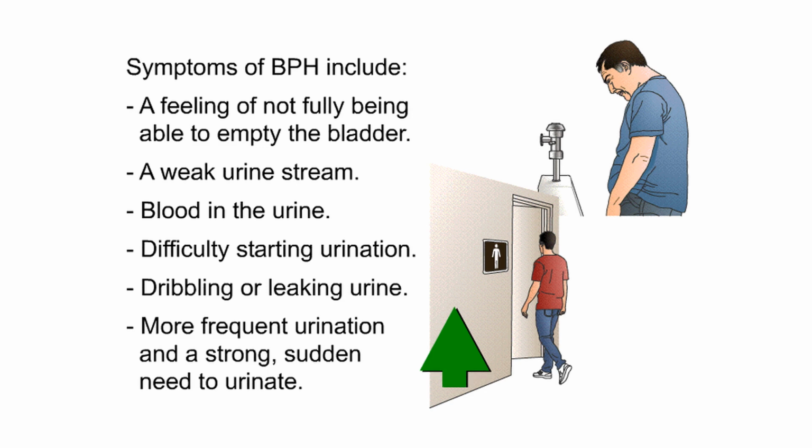Symptoms of BPH include a feeling of not fully being able to empty the bladder, a weak urine stream, blood in the urine, difficulty starting urination, dribbling or leaking urine, more frequent urination, and a strong, sudden need to urinate.